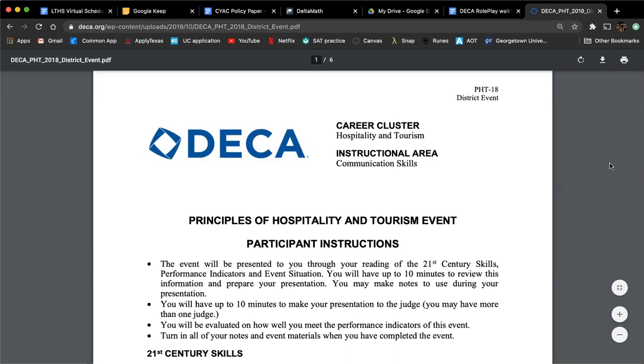In the Principles of Hospitality and Tourism event, you'll have up to 10 minutes to review the information below and prepare your presentation. During this time, you will be given a pencil and copy paper to help plan your roleplay. Then after the 10-minute planning period is up, you'll have 10 minutes to present your roleplay to the judge. Also, remember when you present your roleplay to the judge, introduce yourself in your assumed role and give a firm handshake while asking to take a seat.